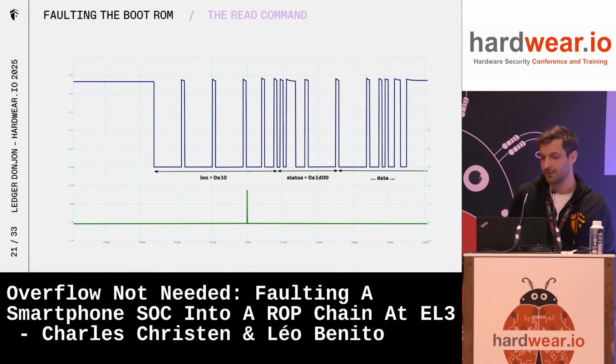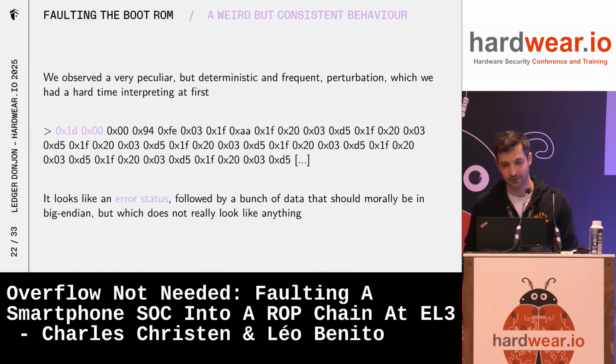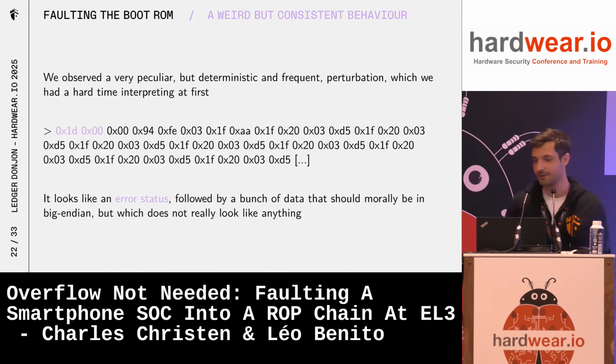However, we sometimes had a very interesting and weird behavior. We got what looks like an error status 1D00, and then a whole bunch of data, much more than what we asked for. And this data is fully deterministic. It's not like random data. It's always the same. But we really didn't know what it was. So if you interpret the 1D00 as an error status and look at the data after that and interpret it in big endian, as you should in this protocol, then it really looks like absolutely nothing.